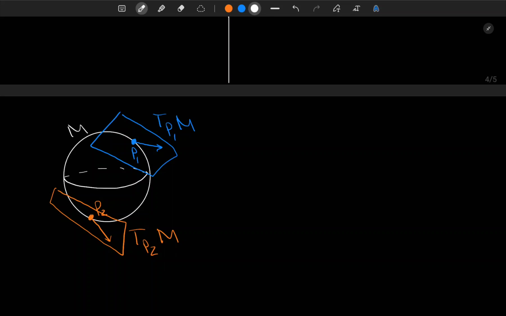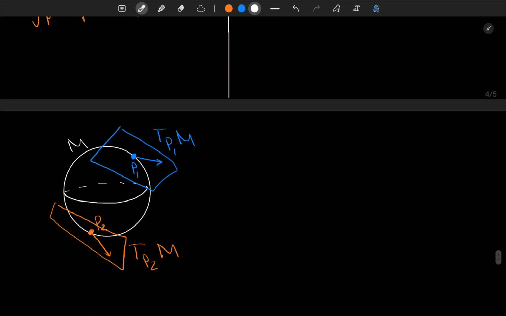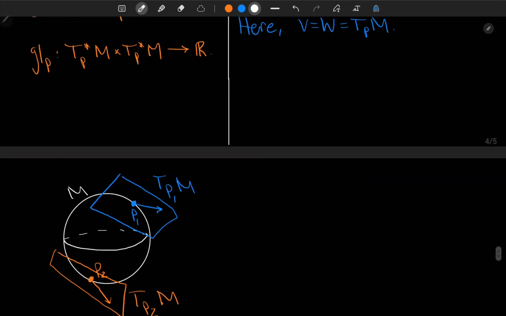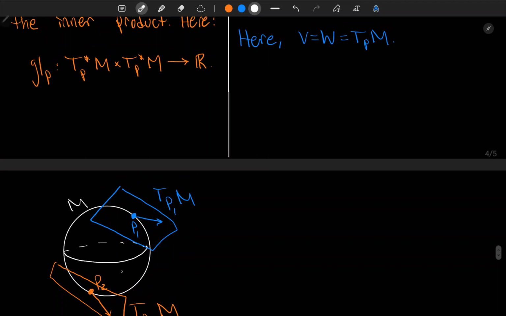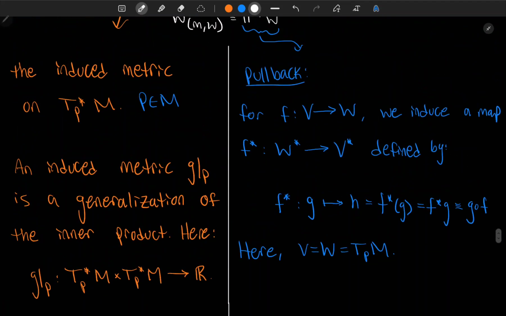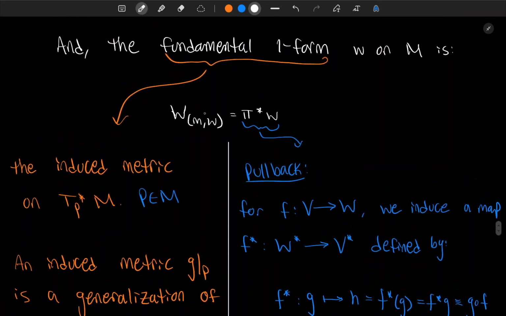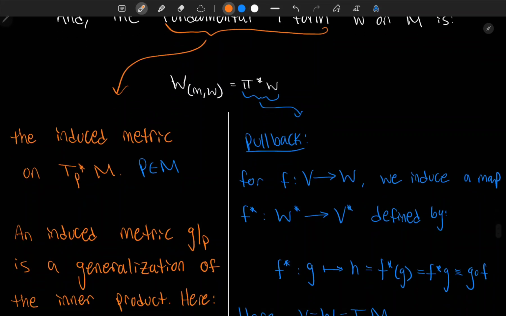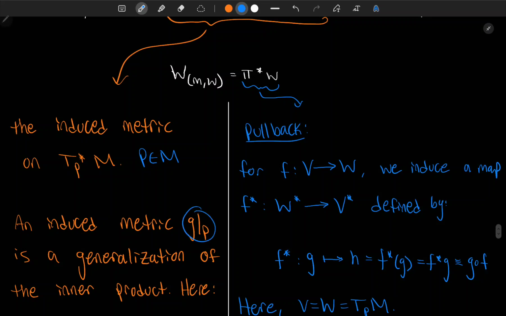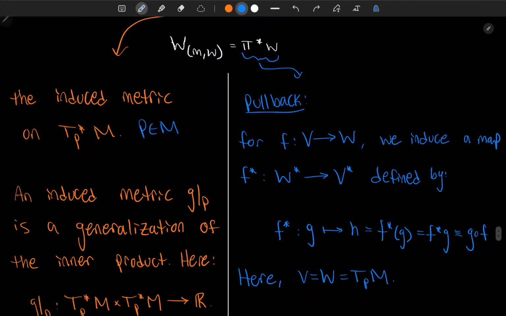So what the metric says is that at a point p, let's say p1, we can take the inner product of two vectors at that point. And then we generalize g to all the points on the manifold M. So the induced metric is just the metric at a specific point. Here it would be at point p. So that's what the fundamental one form is. It's just this g_p object.